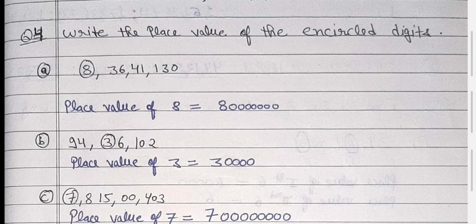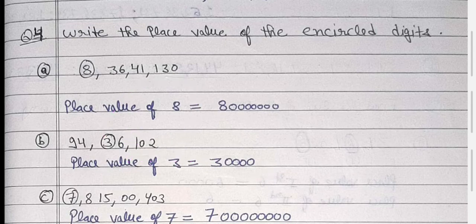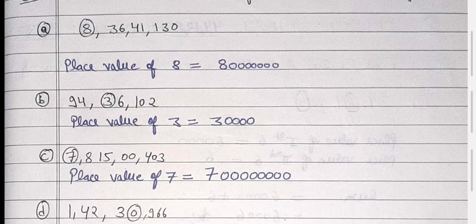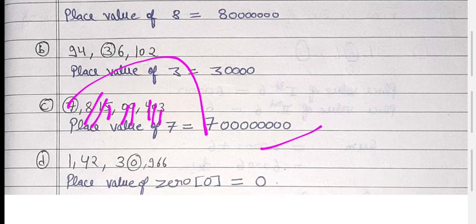Okay. Now what is the place value of 3? Write 3 here. How many digits are behind it? 1, 2, 3, 4. Write 40. You will get your answer. It means 30,000 is the place value of the 3 in that question. Okay. Now see, write 7 as it is. How many digits are there? 1, 2, 3, 4, 5, 6, 7, 8. Write 80. You will get your answer.